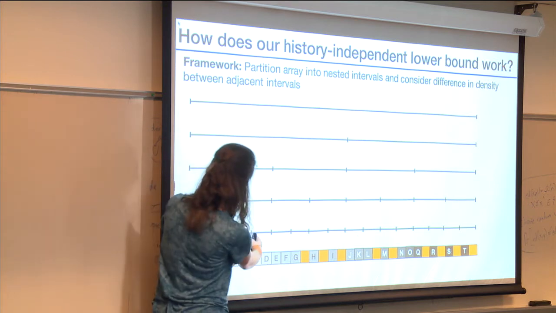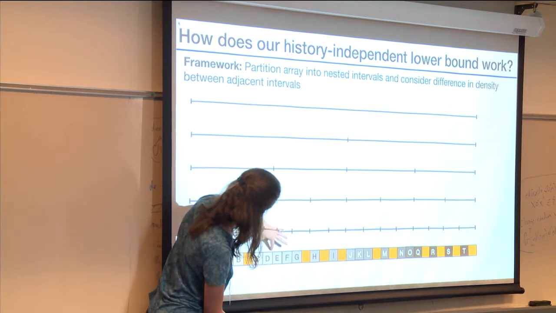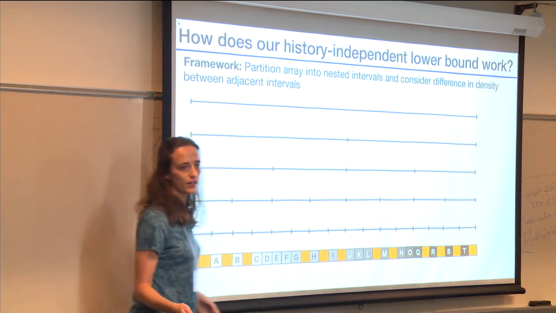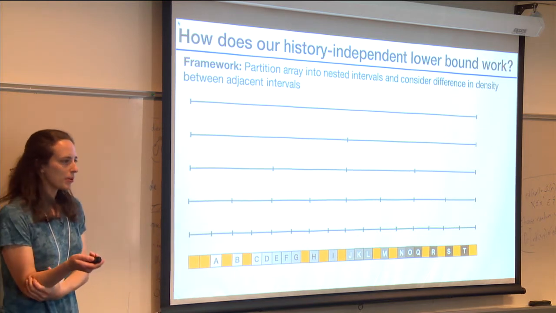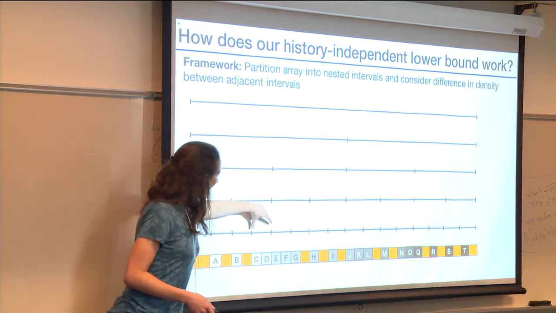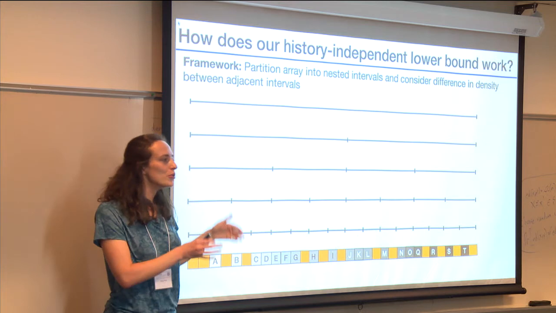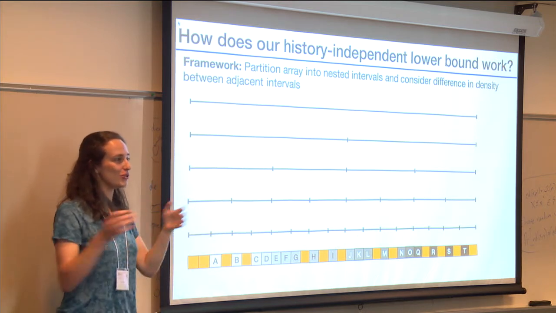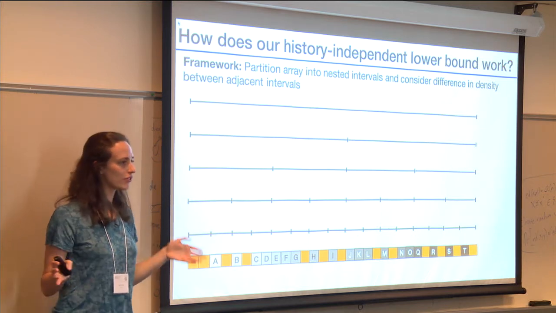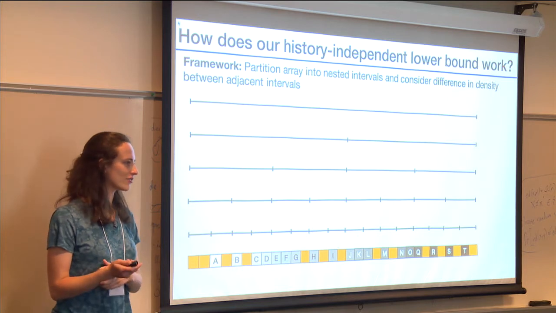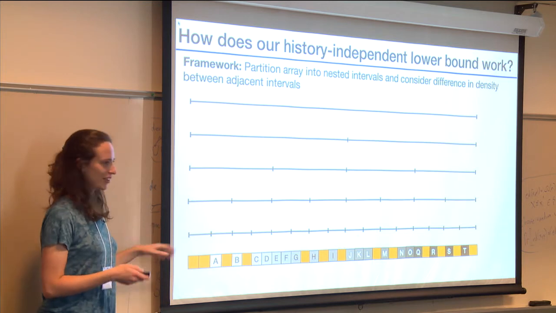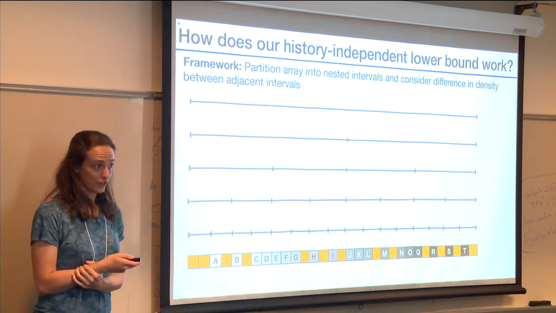So if I look at these two intervals that correspond to this part of the array and this part of the array, I can ask, how dense is this part, how dense is this part, and how much do those differ? And the way that the upper bounds roughly work is, if on any of these levels I get too much of a density differential between two intervals that are next to each other, I'm going to rebalance those intervals so that I don't have such a density differential. In the lower bound, we also consider density differentials between different intervals that are next to each other.